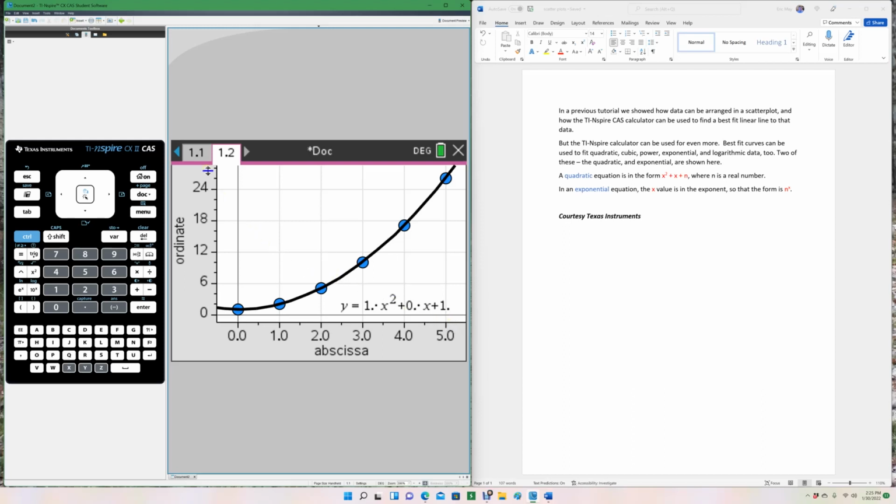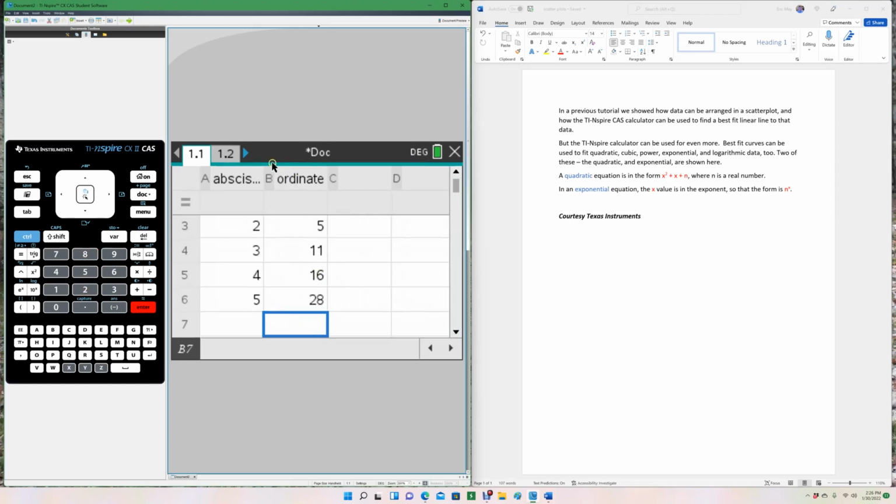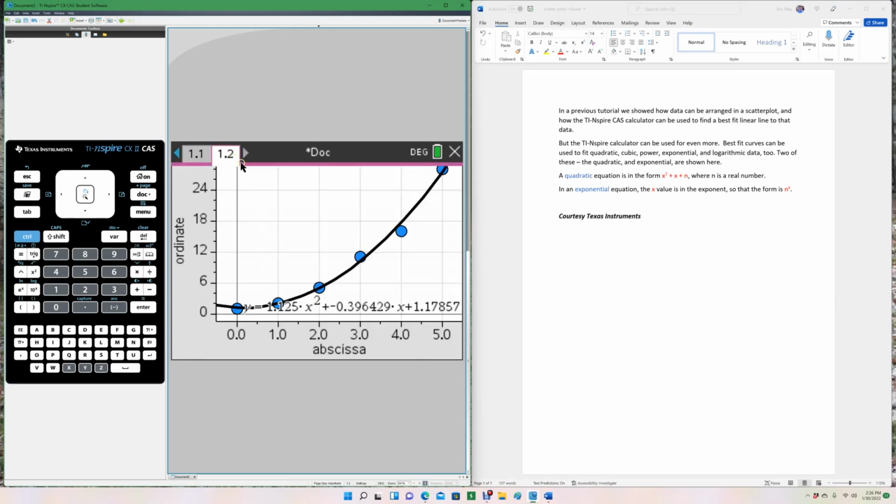Let's go back to the data and just change it a little bit. Like for 3, we'll change this 10 to an 11. We'll change the 17 to a 16. We'll change the 26 to a 28. And go back to the graph. We just click here on 1.2. And there's the best fit line for that data. You can see some of it lies off to the side a little bit, but mainly on it.